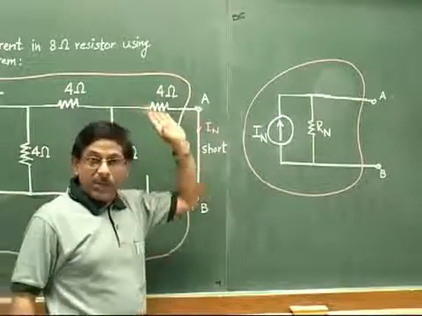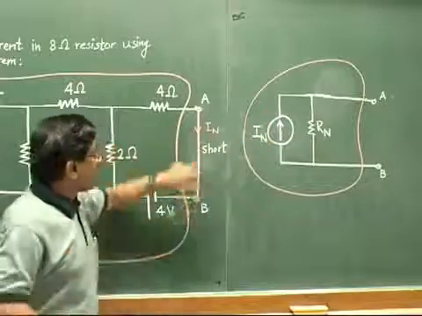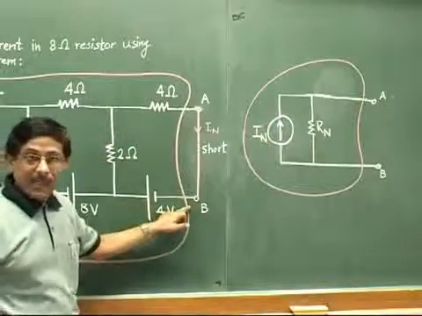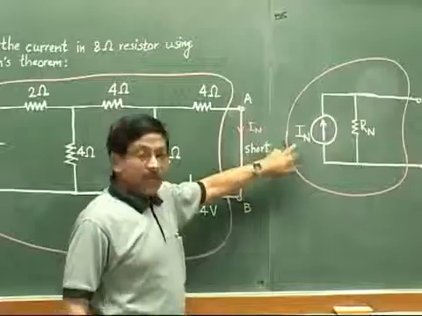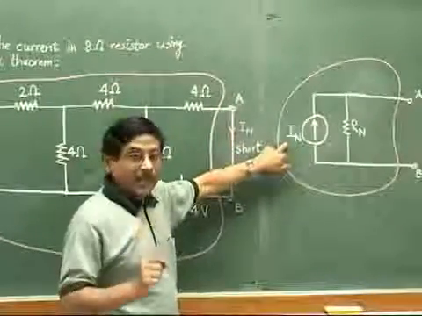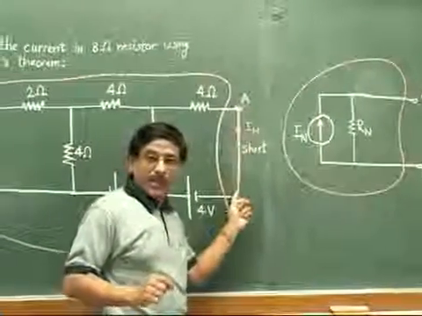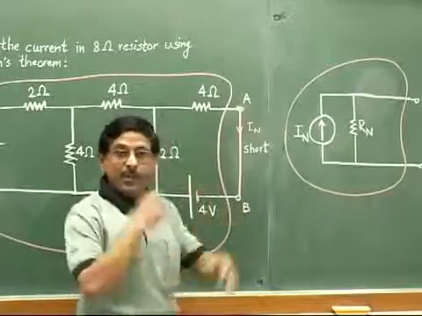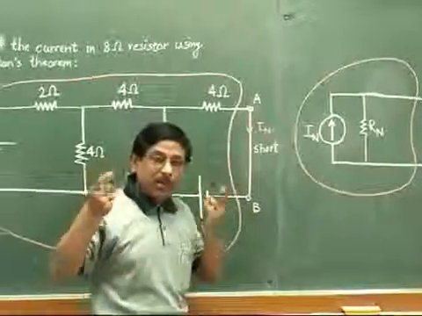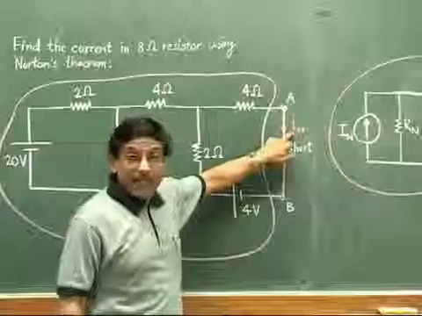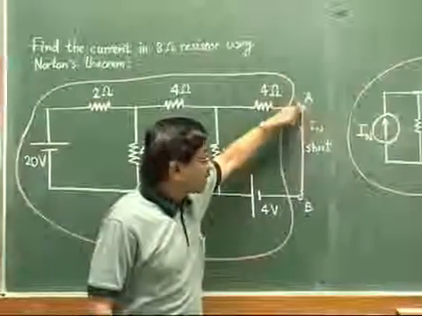We will be first removing the load resistor. We will be getting the open terminals A and B, and later on for the calculation of IN, temporarily we will be shorting the two terminals A and B, and then we will be doing some calculations, adopting some procedures so that we can determine this current flowing through this shorted link.